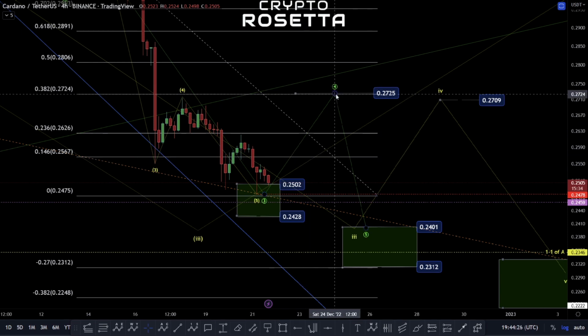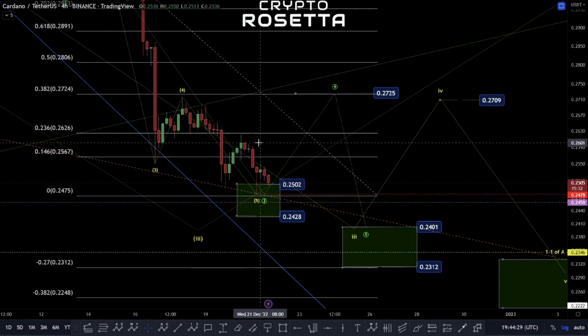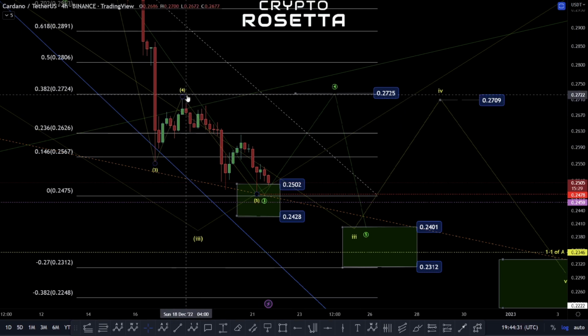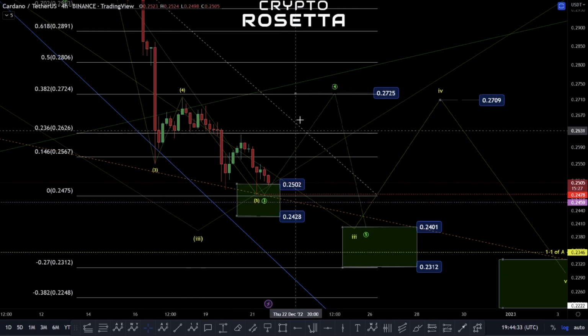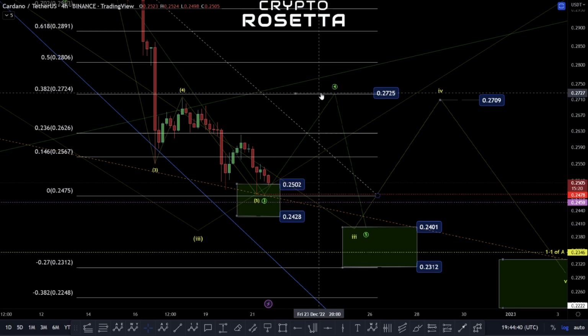Though the most common area for this is this 2724, and we can see that this would also line up previously with this previous wave 4 here, so we would be looking for potential to move up into this zone. Though the question is, are we going to move down first or are we going to move up?